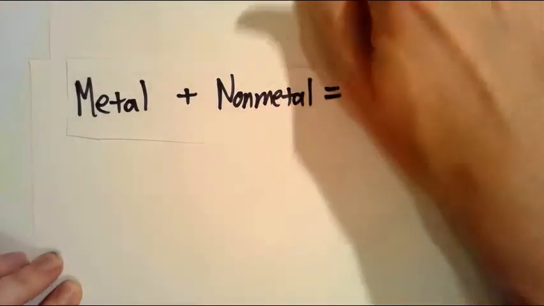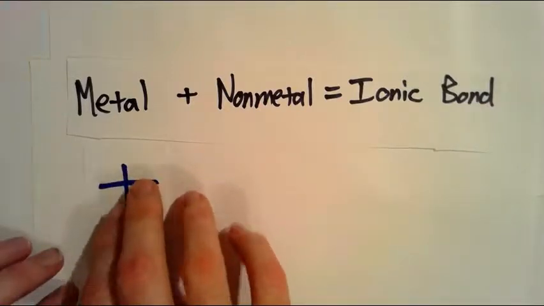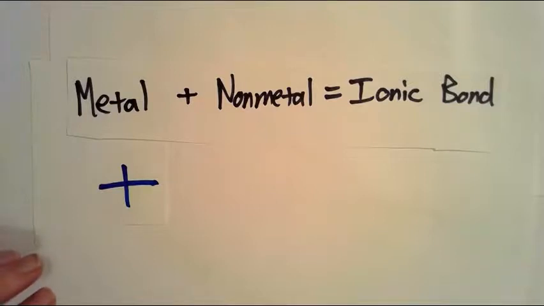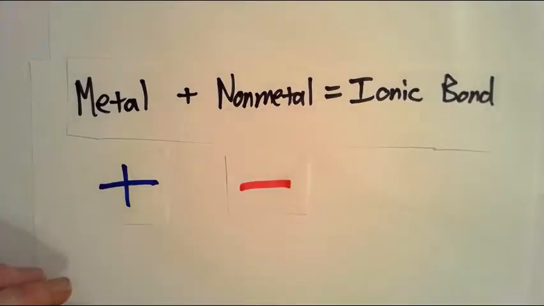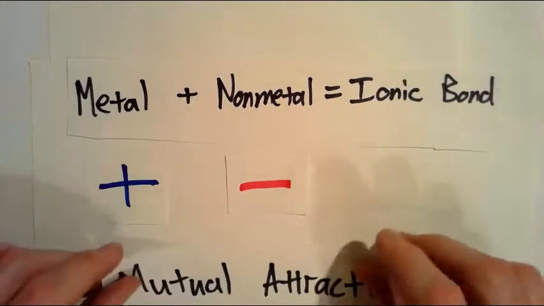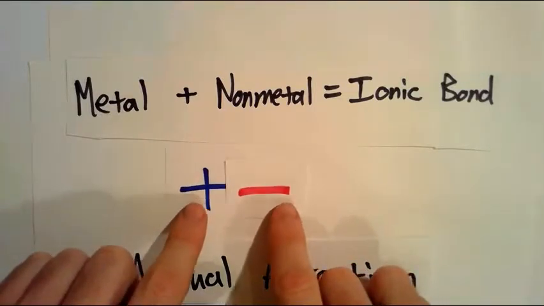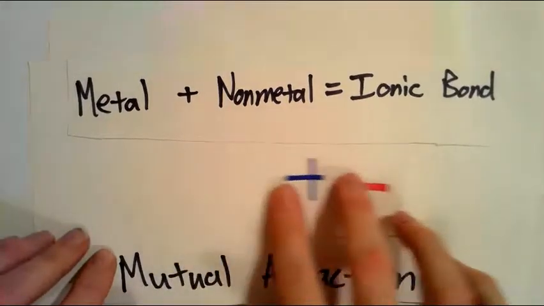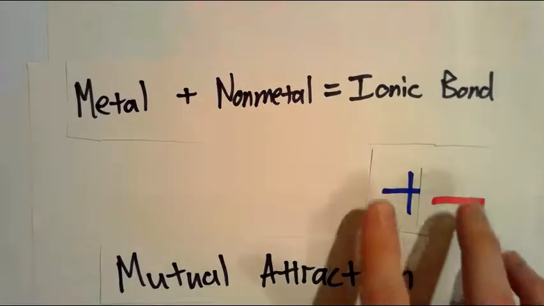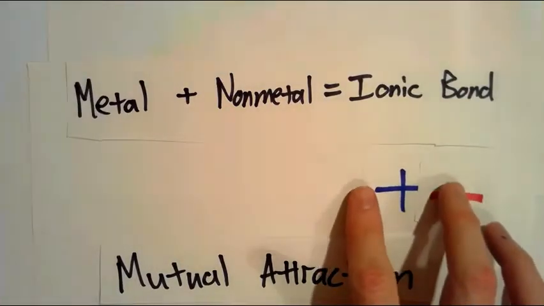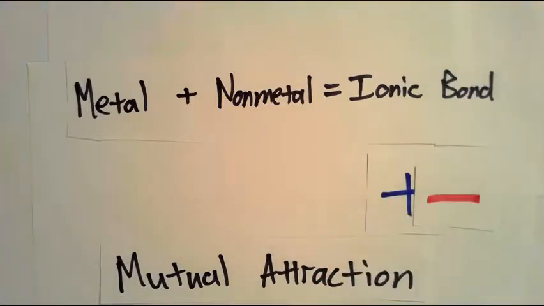The metal is always going to be positively charged, and the nonmetal is always going to be negatively charged. This forms a mutual force of attraction because the positive and negative will actually attract to each other. Once they attract to each other, they form the ionic bond. They don't change charges and they don't exchange any electrons. They're only attracting to each other by this very strong attraction.